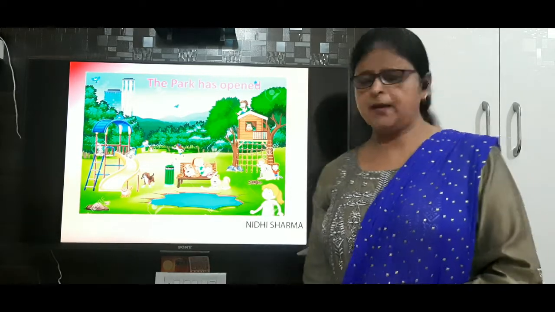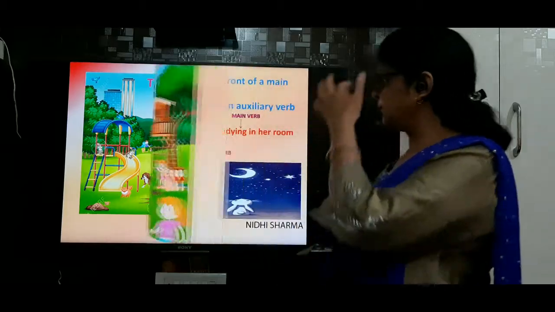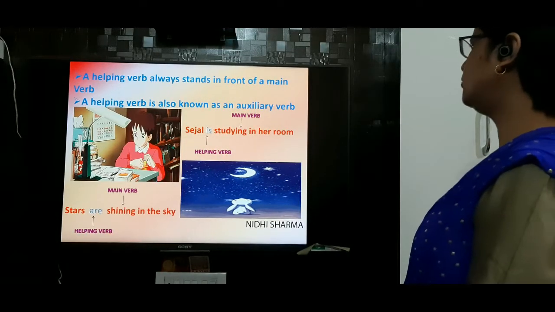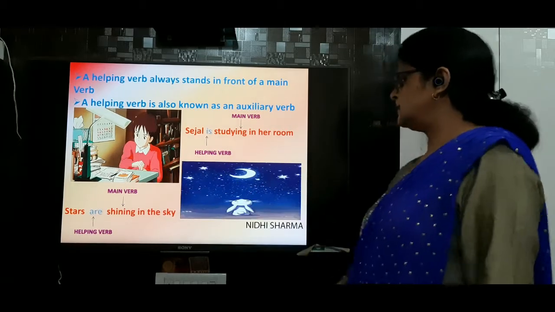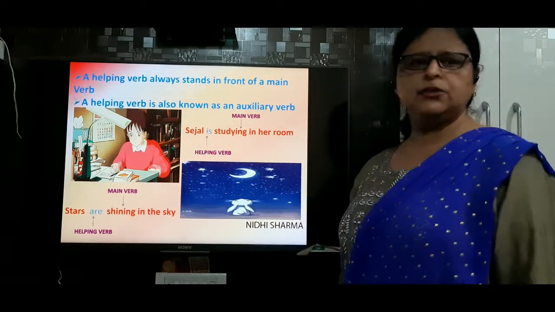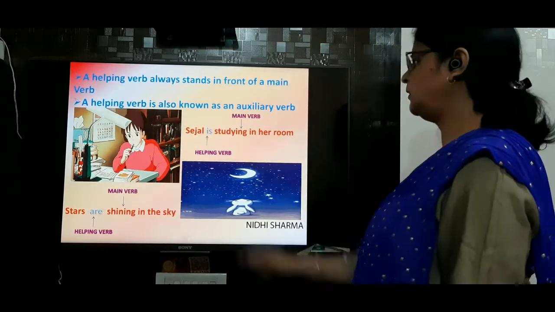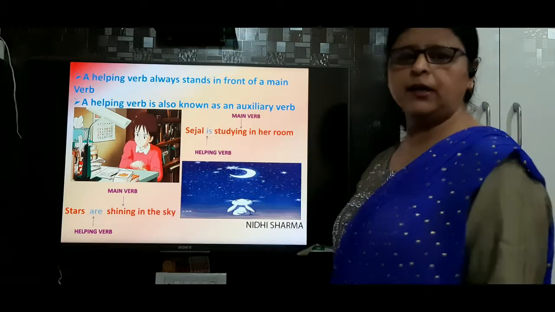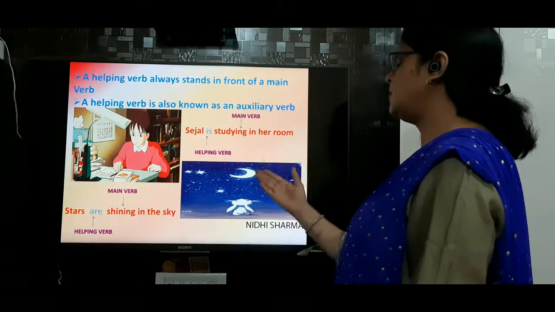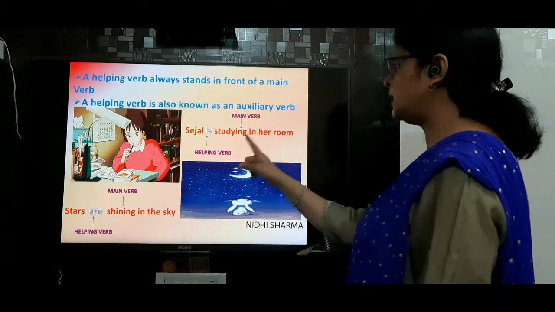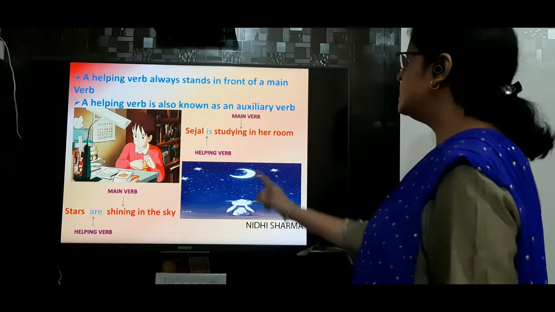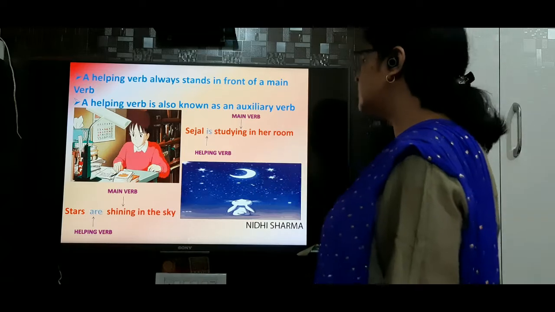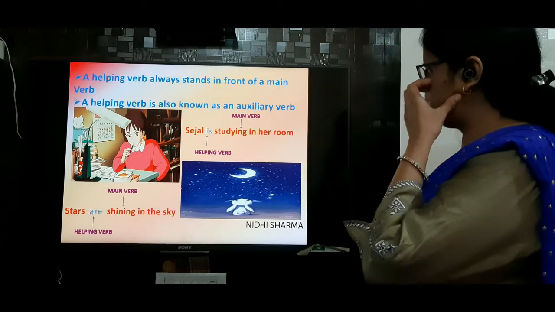Now let's see some examples on the screen. Sejal is studying in her room. So here in this sentence, Sejal is the subject who is doing the action of studying, and what is the helping verb here? Is is the helping verb because it is helping the main verb. And one interesting fact here is that a helping verb always comes just before the main verb.